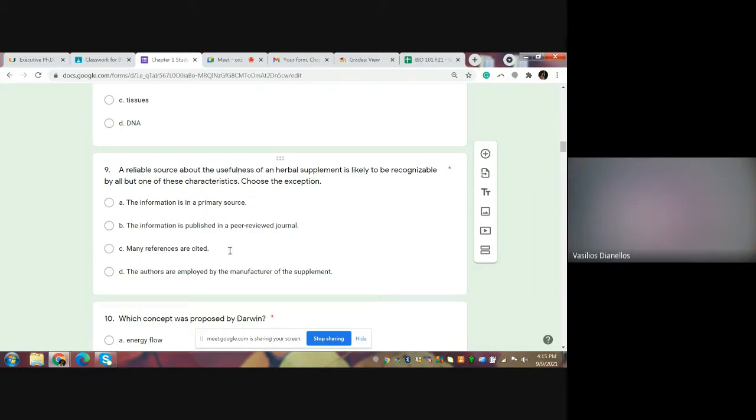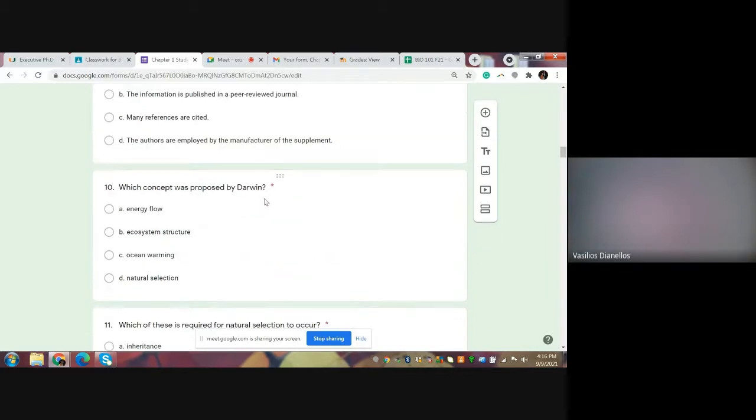So obviously I could reword that question. It won't be about supplements. And maybe I could turn A into the correct answer by saying the information is not a primary source, right? In which case that would be the exception. Any questions about number 9?